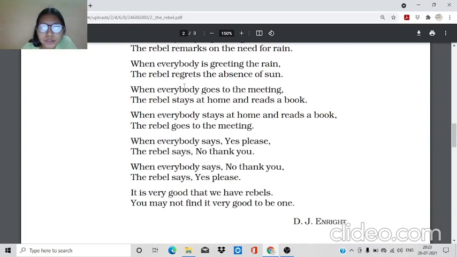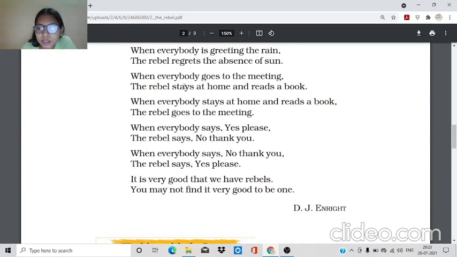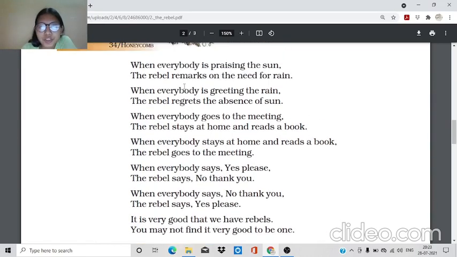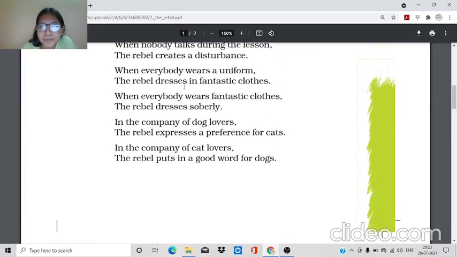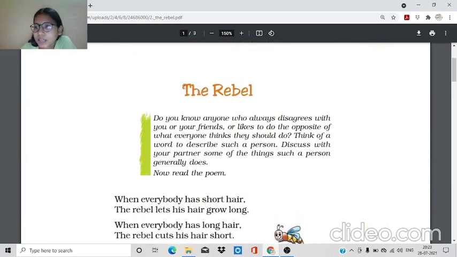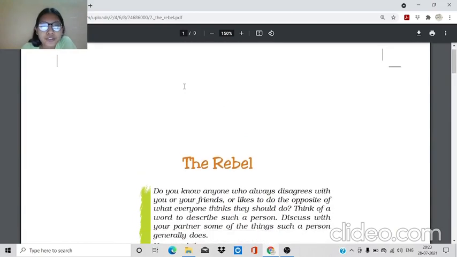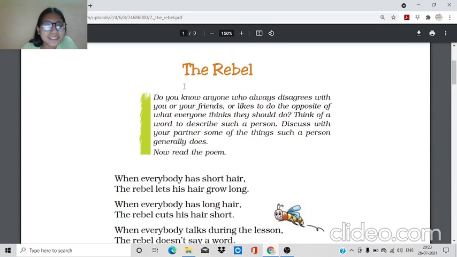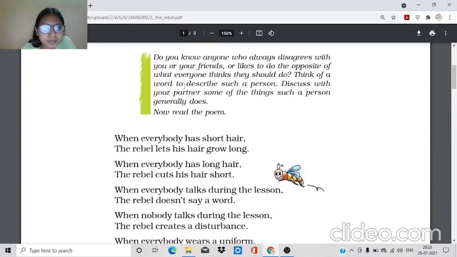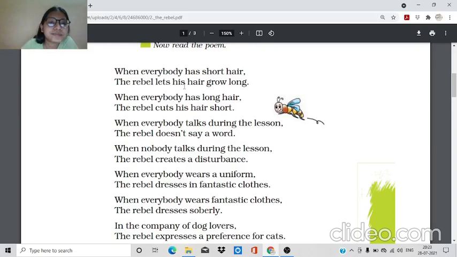So the poem is written by DJ Enright. DJ Enright is the poet of this poem. So now I'll try to explain the poem as far as I can. Hope you will understand it. Let's go through it. The Rebel. Okay, in the poem we are clear on the point that the rebel actually does the opposite of what everybody is doing.